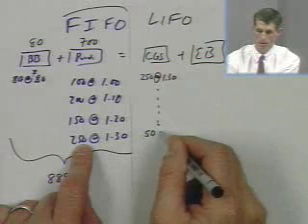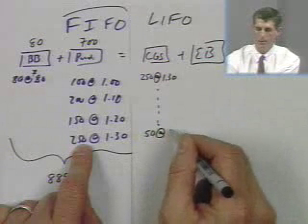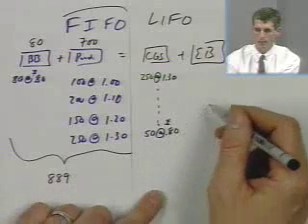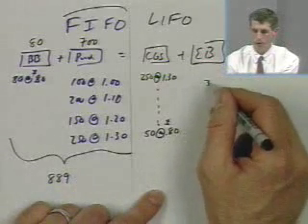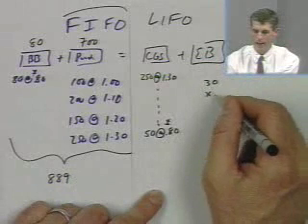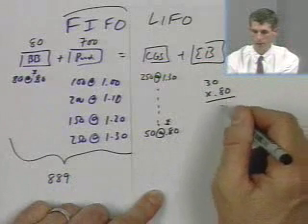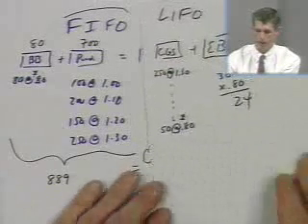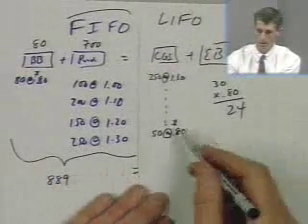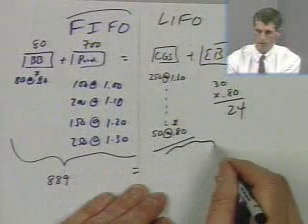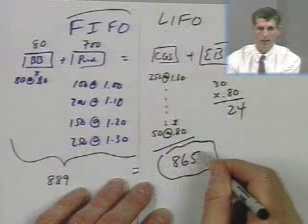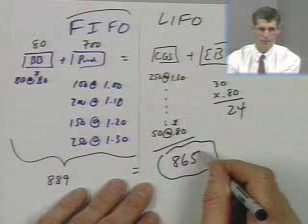80 at 80 cents? 50 at 80 cents. Therefore, what's the ending balance going to be? We have 30 units at 80 cents, 3/8 are 24. So what is cost of goods sold? 865. Does that make sense to everybody?